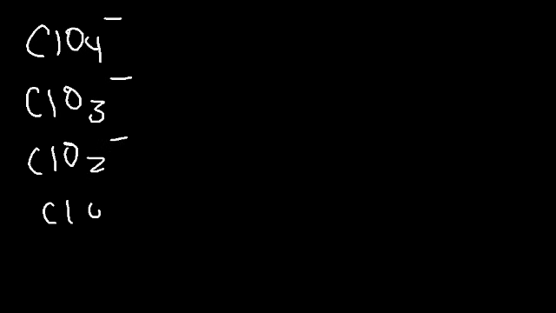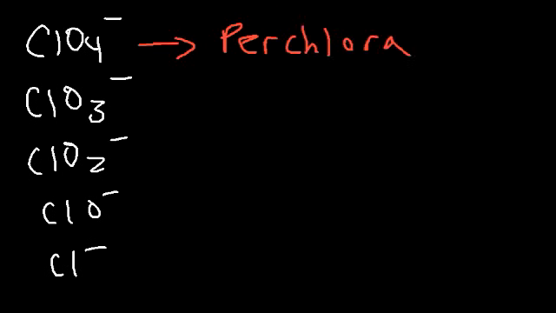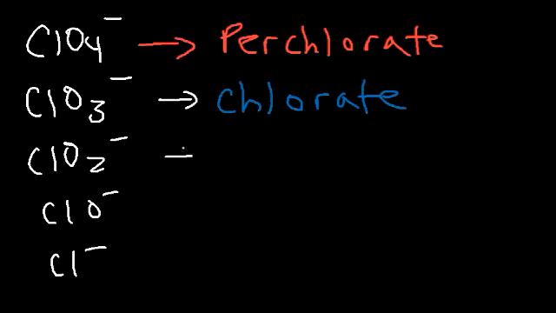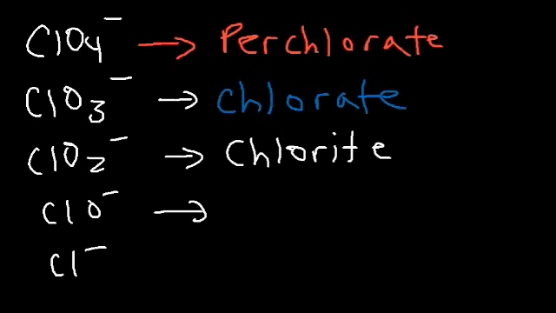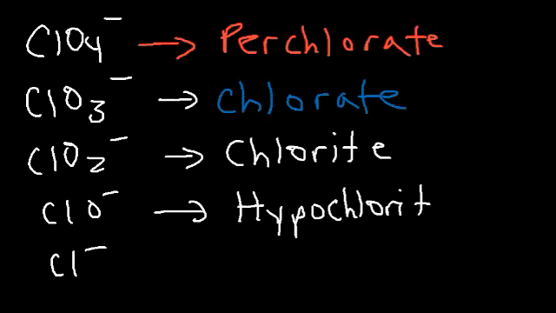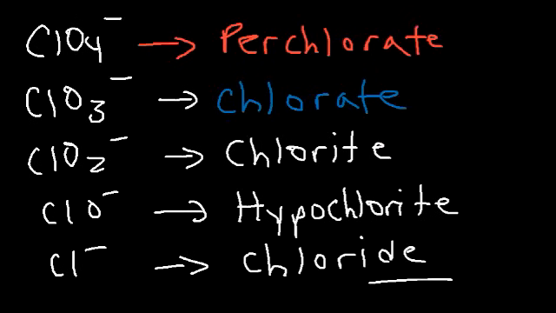What about these? ClO4-, ClO3-, ClO2-, ClO-, and Cl-. ClO4- is called perchlorate. ClO3- is chlorate. ClO2- is chlorite. ClO- is hypochlorite. And the monatomic ion Cl- is chloride, with an -ide suffix.